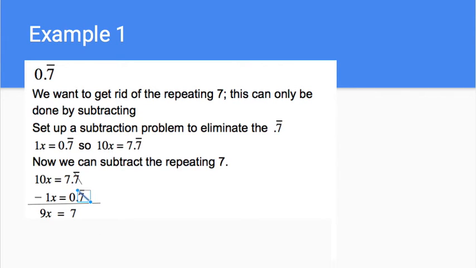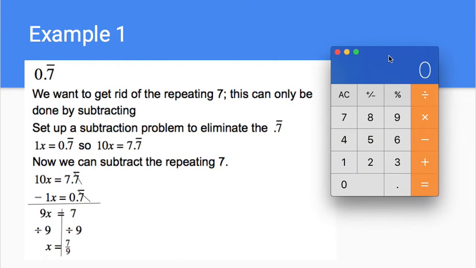Well, this is a one-step equation. If you like drawing the line, draw your line down the middle. 9x equals 7, so divide both sides by 9. 7 divided by 9, well, that's the same as the fraction 7/9. And if we go back and try this on our calculator, remember to go from a fraction to a decimal, top divided by bottom. So 7 divided by 9, I get 0.7 repeating.